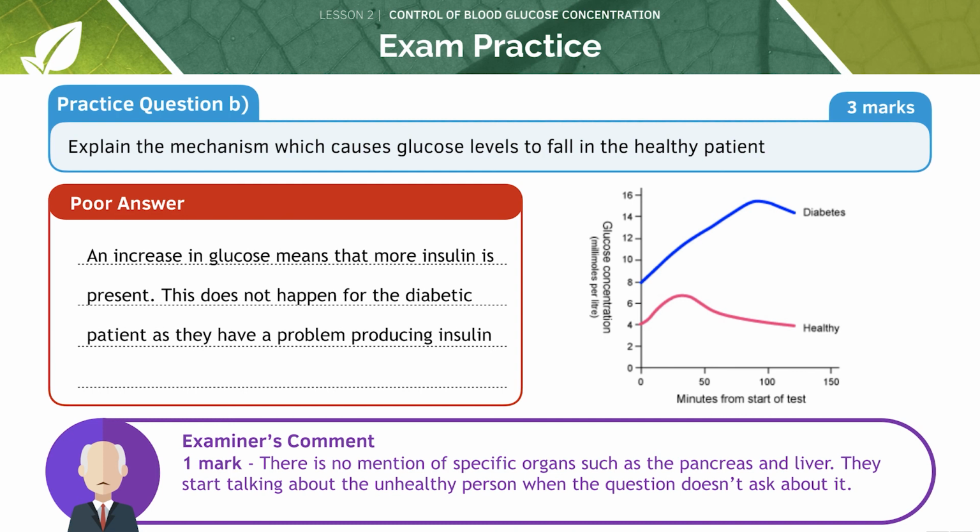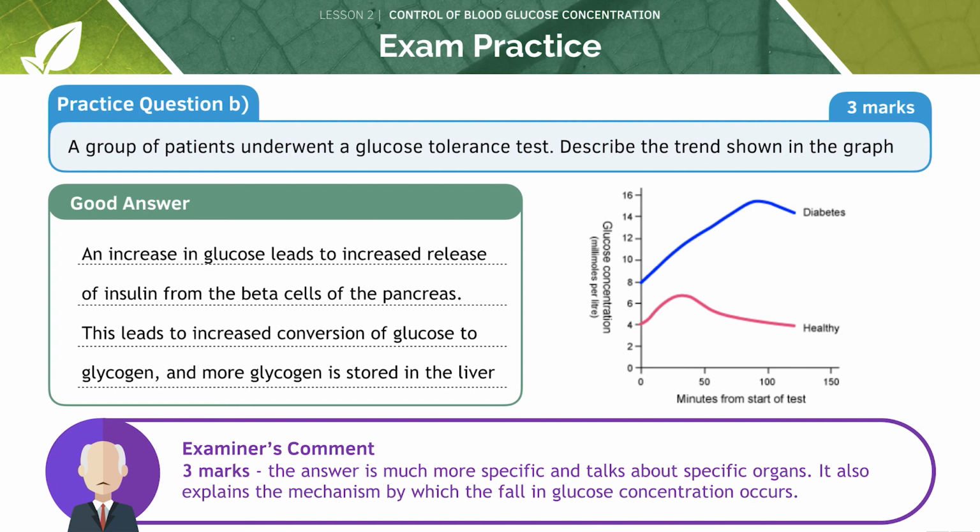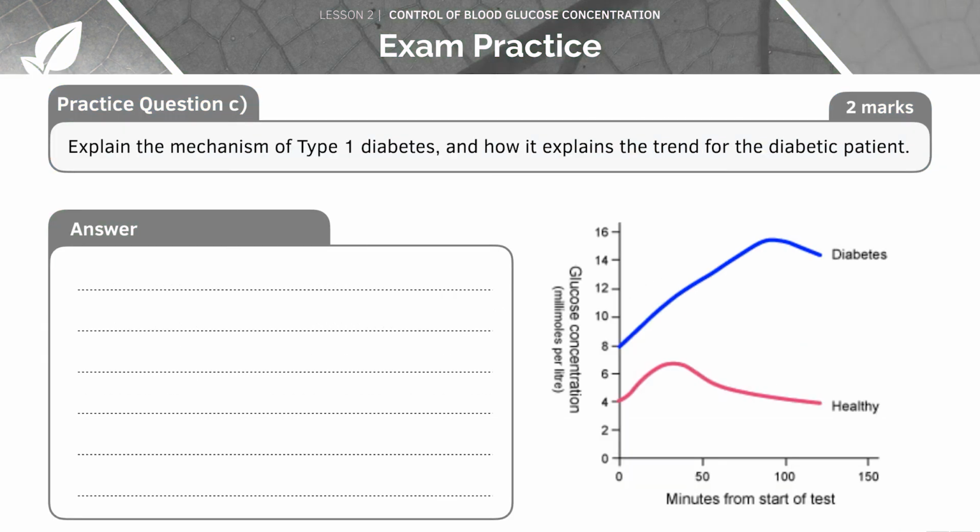So an example of a good answer to this question, I think the wrong question is pasted in this text box. So remember that the question is, explain the mechanism which causes glucose levels to fall in the healthy patient. Sorry about that. But a good answer would be: an increase in glucose leads to increased release of insulin from the beta cells of the pancreas. This leads to increased conversion of glucose to glycogen and more glycogen is stored in the liver. So this is really good because we're mentioning organ specifics such as the pancreas and the liver, and we're explaining the mechanism by which the fall in glucose concentration occurs.